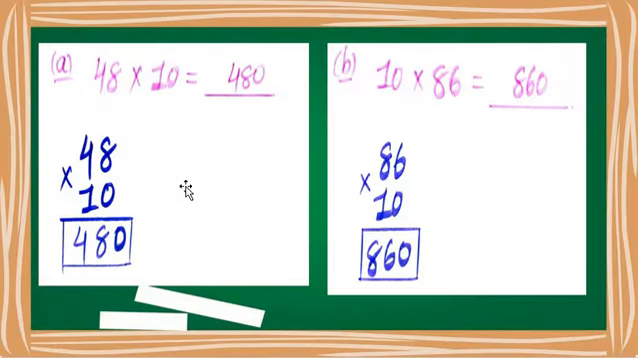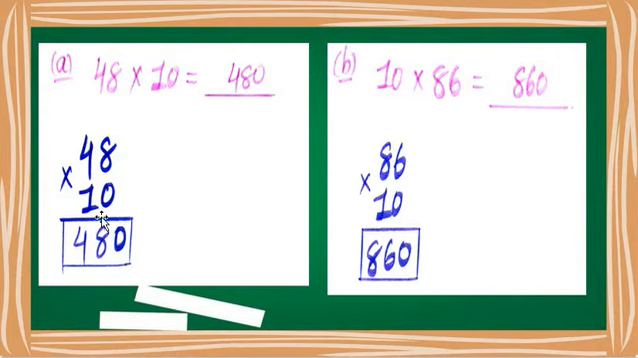So now let's check question number 1 and question number B. Now let's see what we are going to learn. 48 multiply by 10. What, all students? 48 multiply by 10. Okay, we don't know the answer.